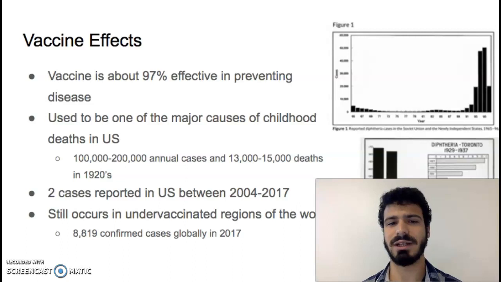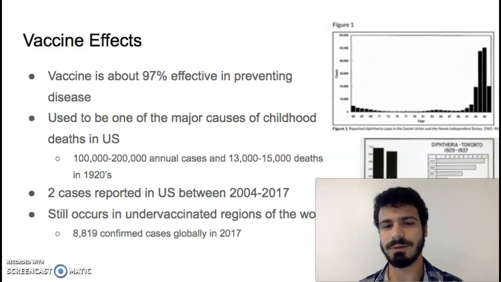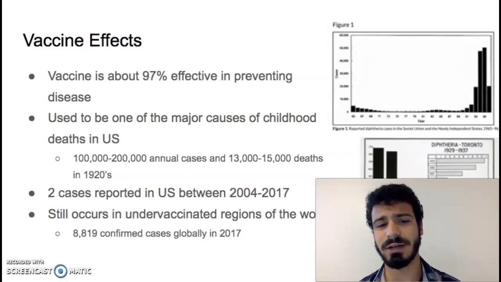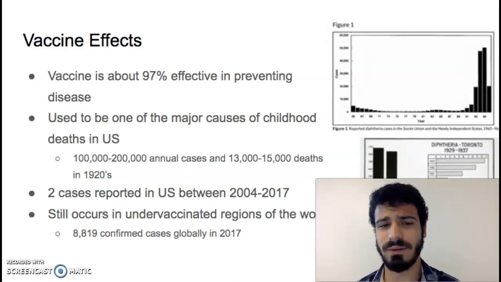The vaccine has been one of the most successful vaccines as far as reducing really bad disease. It used to be one of the major causes of childhood deaths in the U.S., and in other places where it was prevalent as well. In the 1920s, there were 100,000 to 200,000 annual cases with 15,000 deaths. So it was a very serious disease.